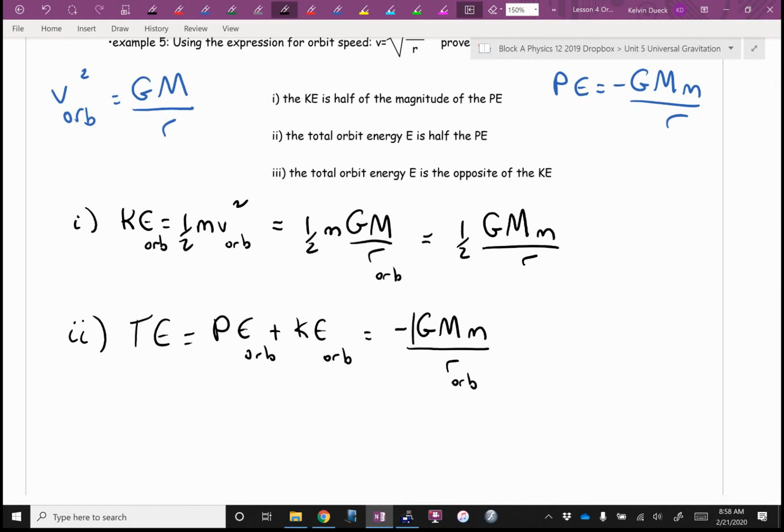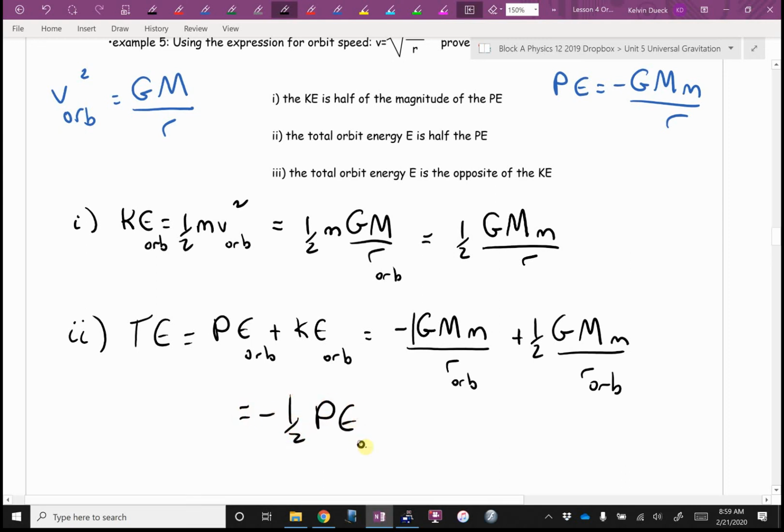And Sam, what did we just prove the kinetic energy is the same as? Read this to me. Big G, big M, little m. What's negative 1, big G, big M, over R orb, plus a half, big G, big M, little m, over R orb? What is negative 1 plus a half? Because these are like terms, are they not? So what's negative 1 plus a half? I think negative a half.